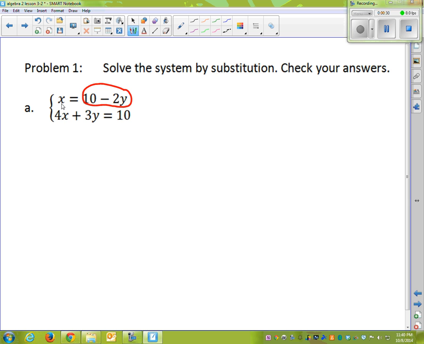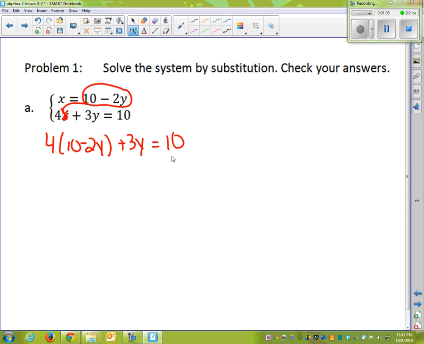So this top equation tells me that x is equal to 10 minus 2y. I know what x is. It's 10 minus 2y. That same x shows up in the second equation. So I can take this 10 minus 2y and substitute it in. This becomes 4x, where x is that 10 minus 2y, plus 3y is equal to 10.